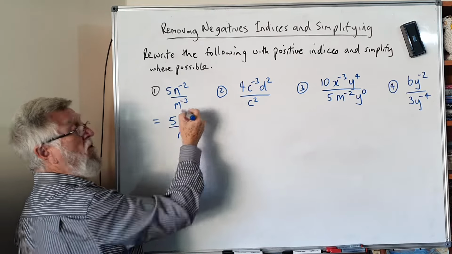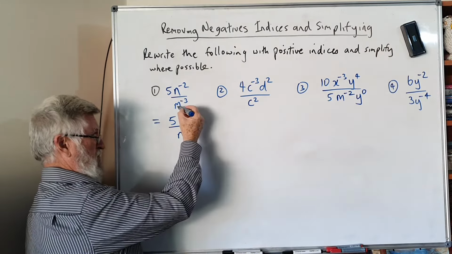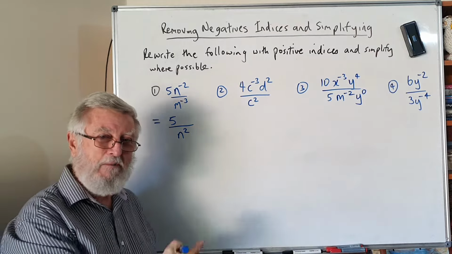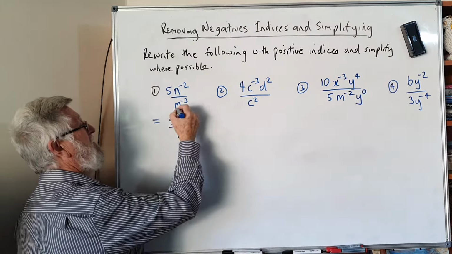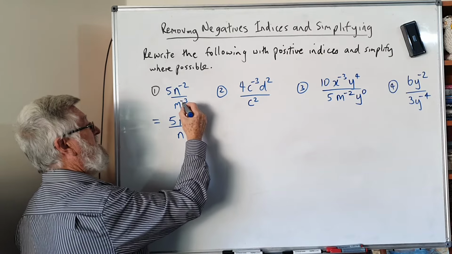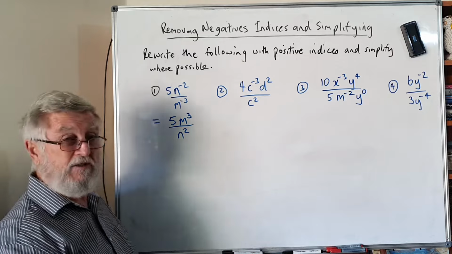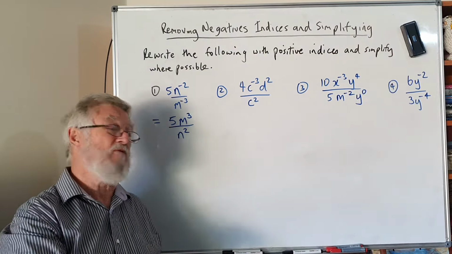And the m to the power of minus 3, we move it from the denominator to the numerator. So if I move that from the denominator to the numerator, what's happened is that the negative is removed and it becomes that there. Doesn't mean that people understand the question, it's just how the rules work.